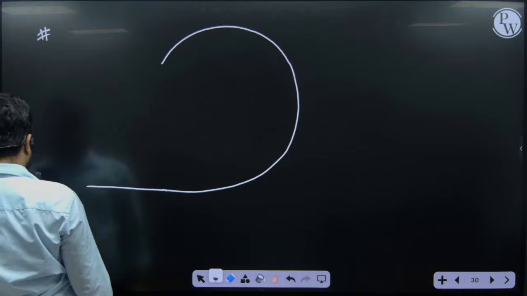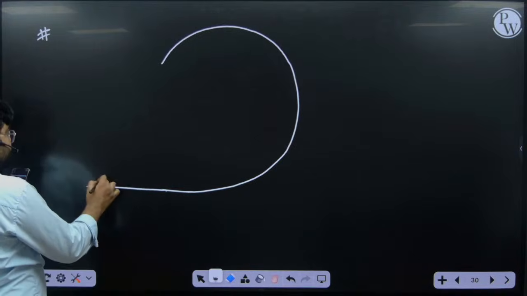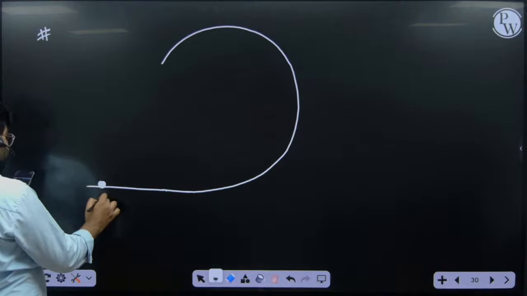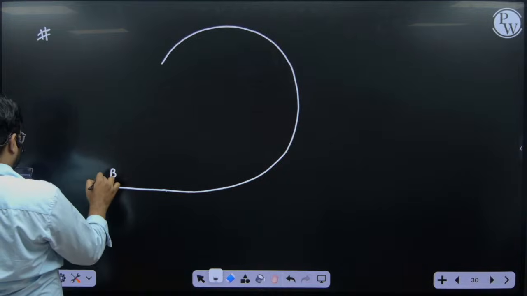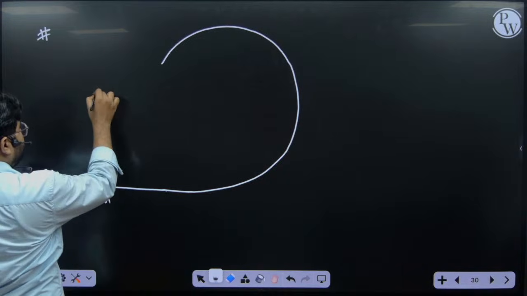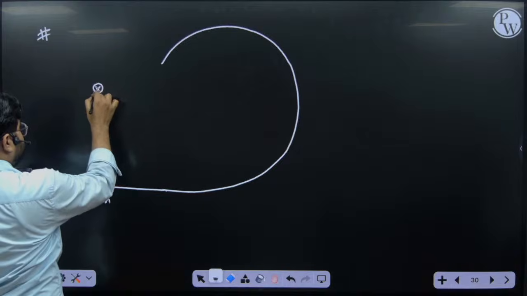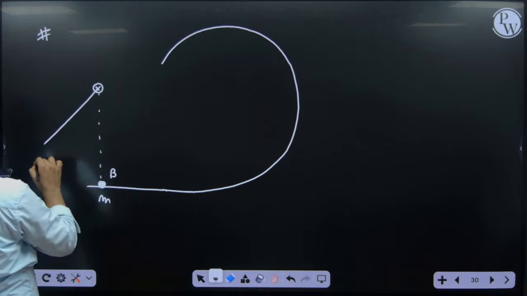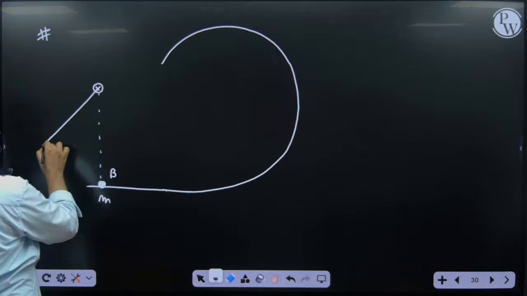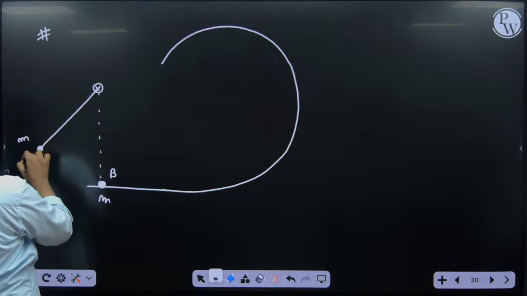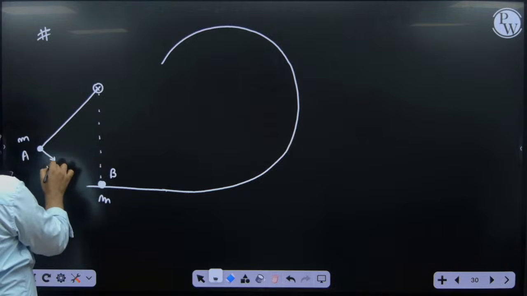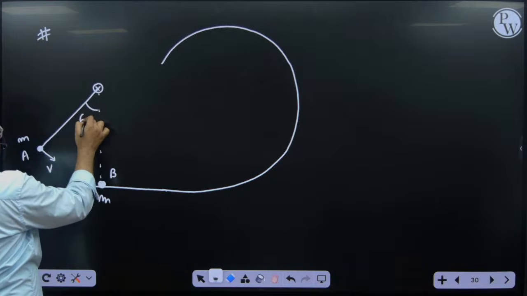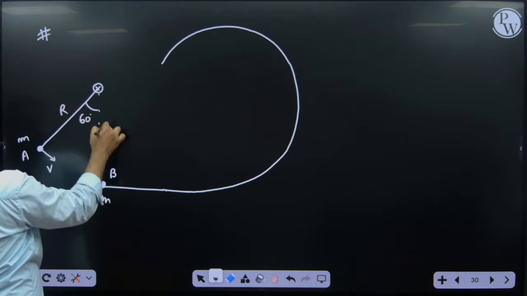All right. They've given us a diagram like this. There is a mass M here. This is B. And from here, another mass is suspended through a string. Same mass M. This is A. And it is going with speed V. This angle is given as 60 degree. This is R and this length is also R.